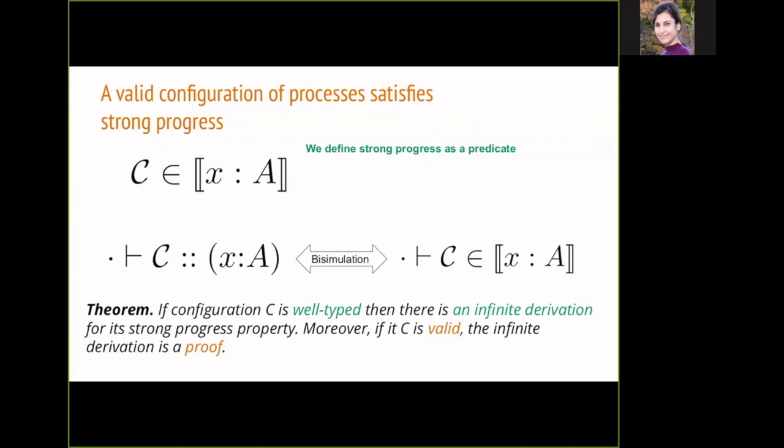In this setting, we can define a strong progress property as a predicate, and we say that a configuration that occurs along X has a strong progress if this predicate holds. Using a bisimulation, we showed that the configuration type checks if and only if we have a derivation for this predicate. And this derivation is a valid proof only if our configuration is locally valid.